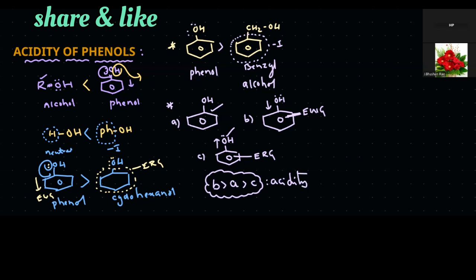The next is another case. In this we will discuss the same thing, as if any group is attached to the phenol at ortho, para and meta positions. So how can we identify the acidic strength of the phenols? We will discuss now. Next example here.